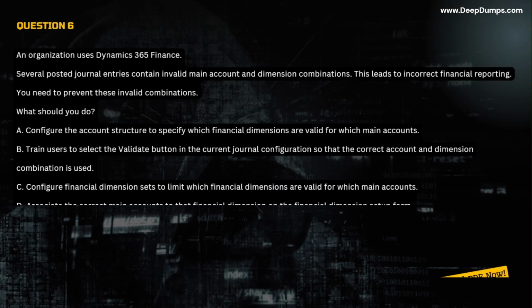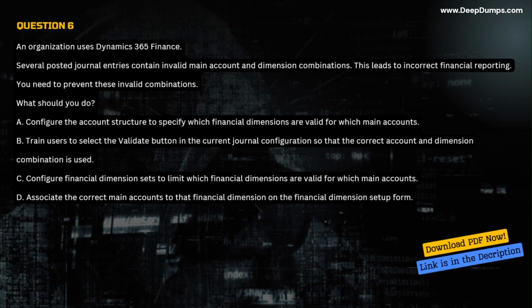Question 6. An organization uses Dynamics 365 Finance. Several posted journal entries contain invalid main account and dimension combinations. This leads to incorrect financial reporting. You need to prevent these invalid combinations. What should you do? A.